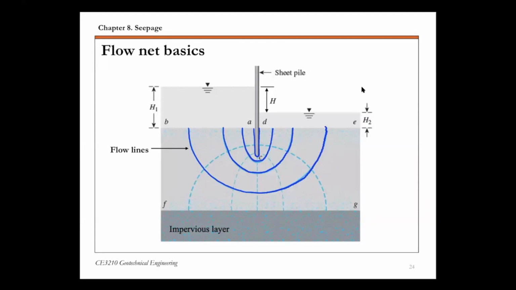For that given flow net, in that example, we have this number of flow lines here: 1, 2, 3, 4, highlighted on this slide. So those are the flow lines in the flow net.